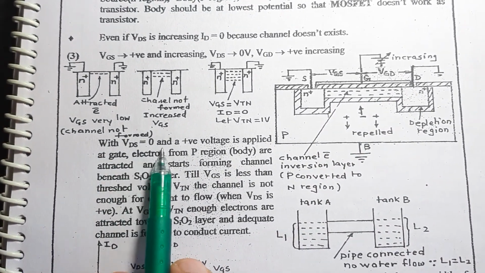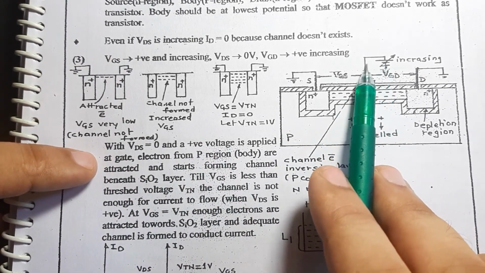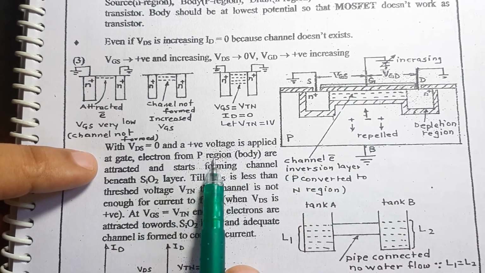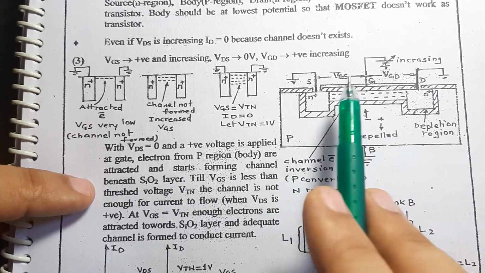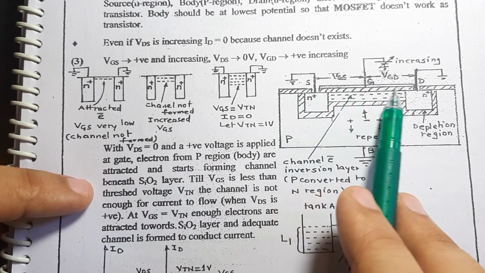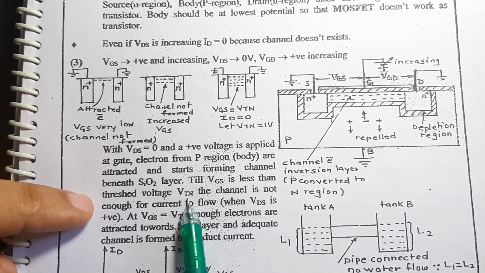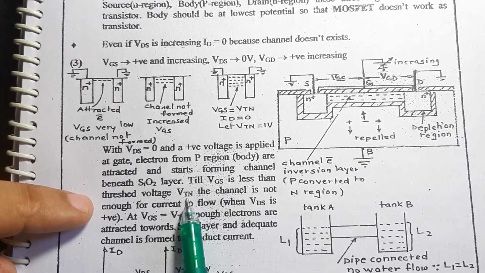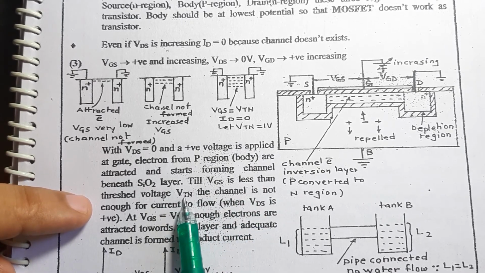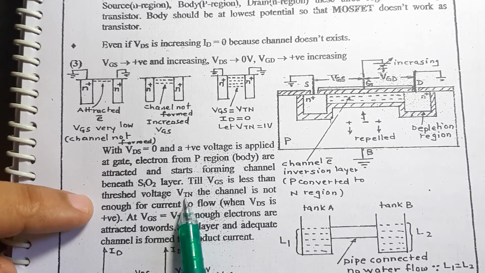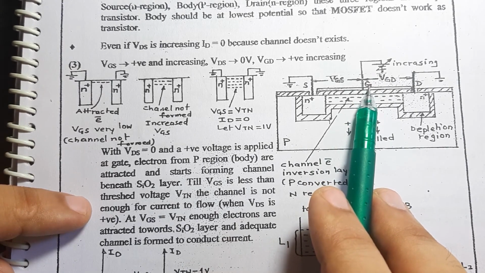Now with VDS equals 0, a positive voltage is applied at the gate. Electrons from the p region, that is the body, are attracted and start forming the channel beneath the SiO2 layer. SiO2 is your silicon dioxide layer. Till VGS is less than the threshold voltage, the channel is not formed. Threshold voltage means the voltage required for the actual movement of electrons to start. So VGS is less than your threshold voltage over here.